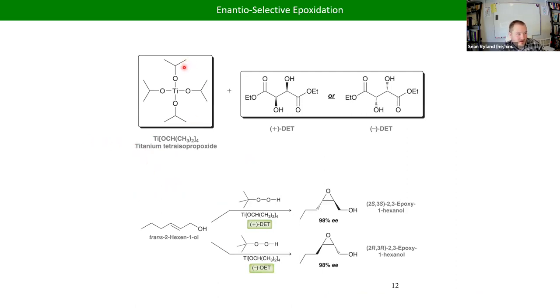And so he actually had, in his Nobel Prize winning research, the first place he demonstrated this was with an epoxide. And so he was able to use this titanium tetraisopropoxide with these, he was able to bond it to these other two molecules called DET. And these DET molecules are chiral, and they bound to the titanium catalyst in such a way that they made the catalyst itself chiral by bonding to the titanium isopropoxide. And if you use the plus form, then you get one stereoisomer. And if you use the minus form, you get the other stereoisomer.